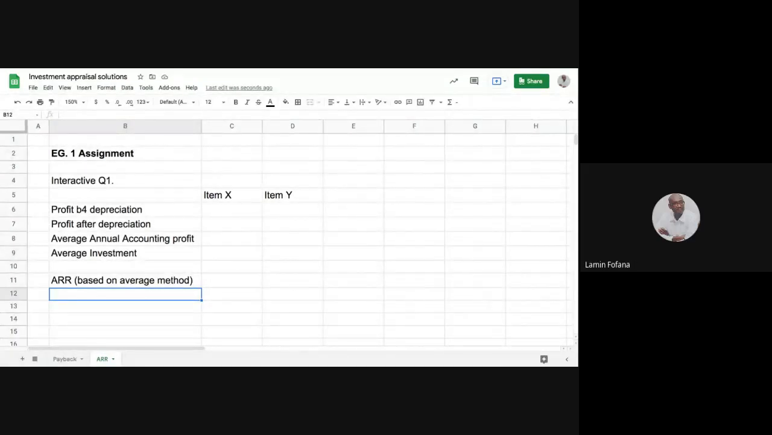Excellent. So we got our table. Now let's populate the numbers. The first one we have is going to be the profit before depreciation. Okay, so let's go back to our question. The profit before depreciation, we have it over 5 years, isn't it? So we need to add all of them for each equipment. Okay, so let's add for X from year 1 to year 5. How much is it going to be?